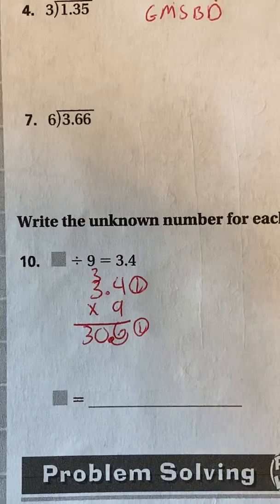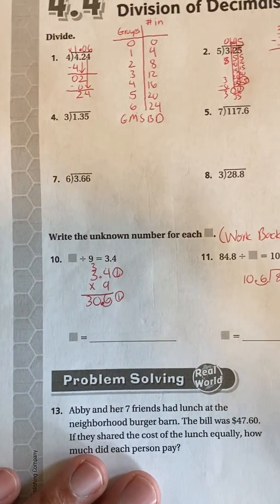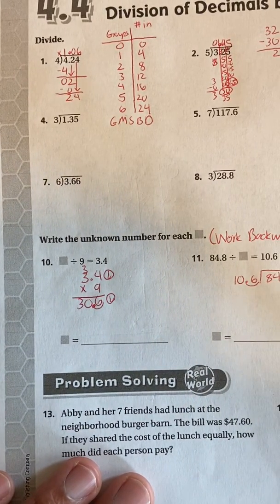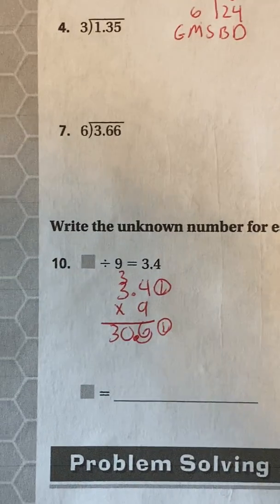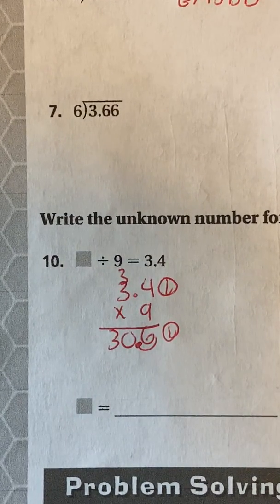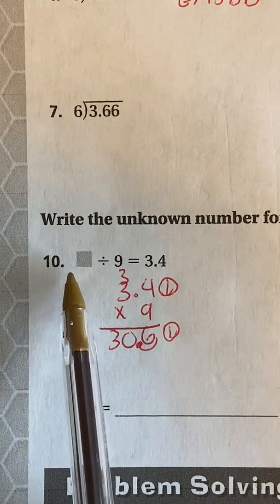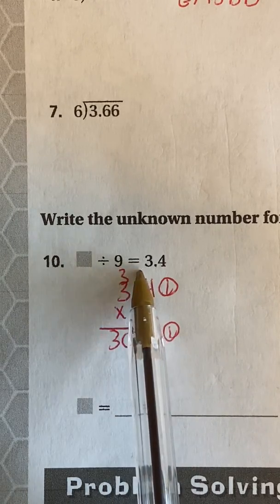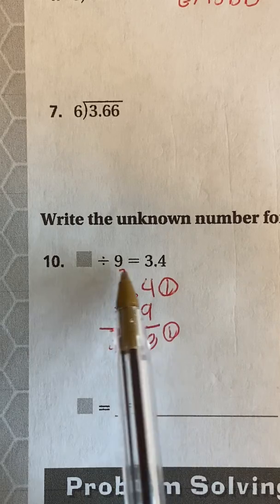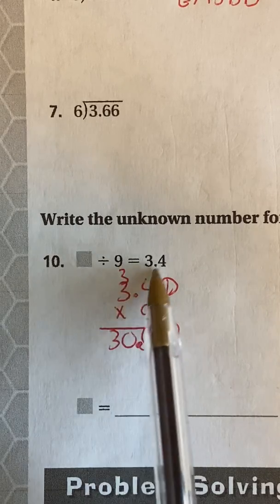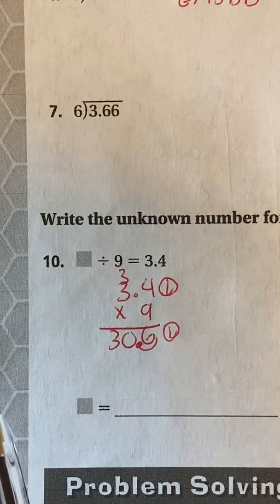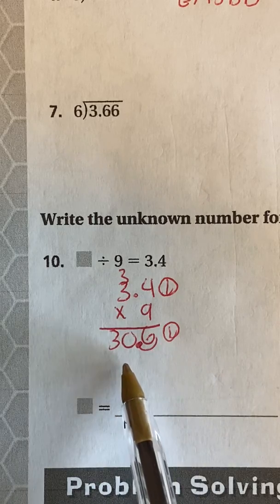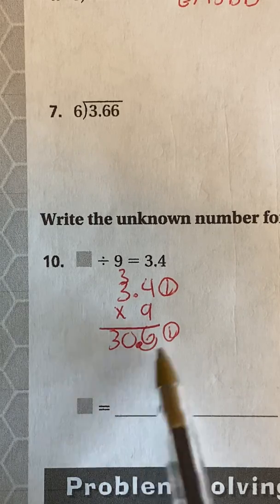All right, so for number 10, the directions say to write the unknown number for each box. So sometimes you have to work backwards, okay? So this is saying that if I do some number divided by 9, it gives me 3 4/10. Well, since I have to work backwards, I'll just go ahead and multiply those two. So when I multiply those two, I get 30 6/10.